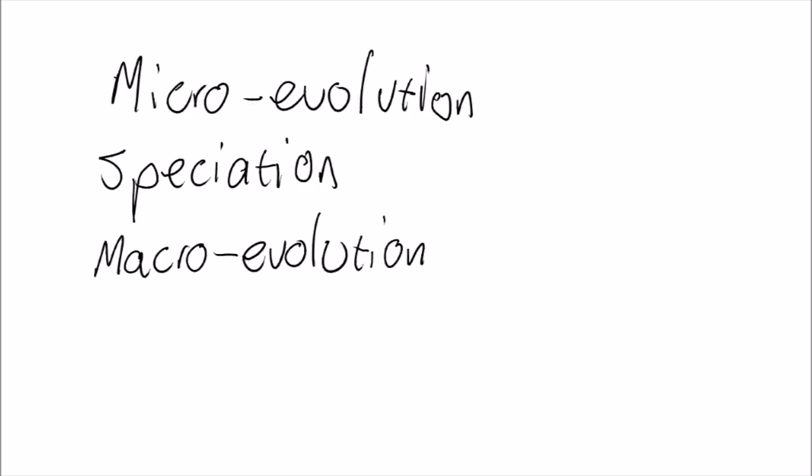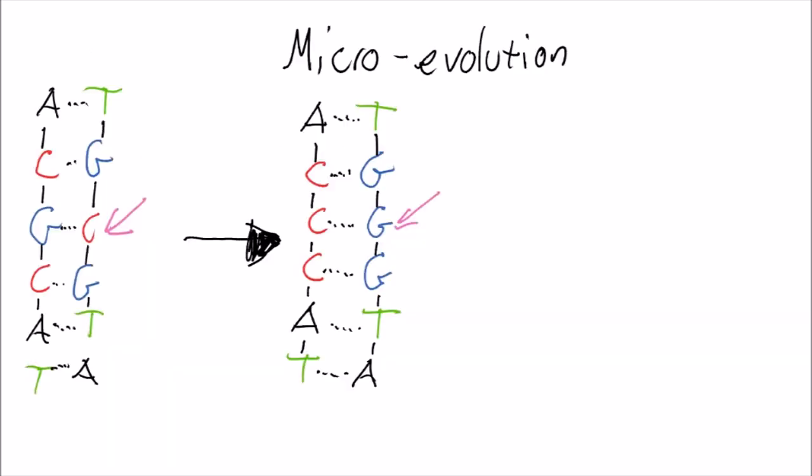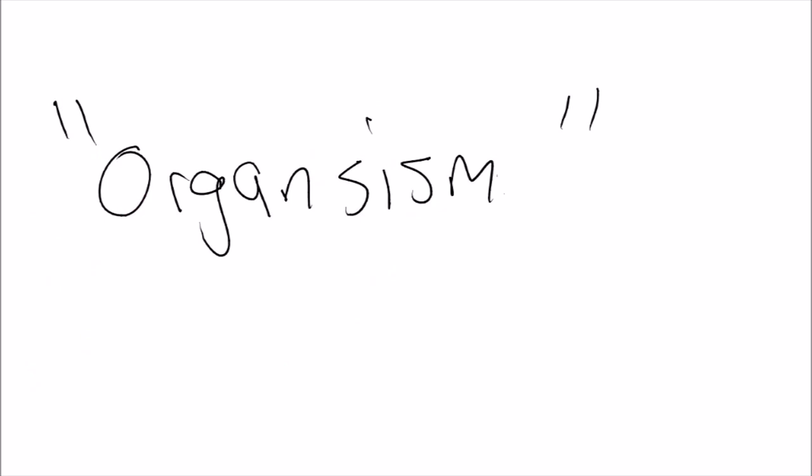With relation to evolution, there are three levels we need to know about: microevolution, speciation, and macroevolution. Again, like most things in biology, the clue to the definition comes from the word itself. Micro means small, macro means big. So, with that in mind, microevolution refers to the evolutionary change which is very small, things such as small changes in the DNA of an organism.